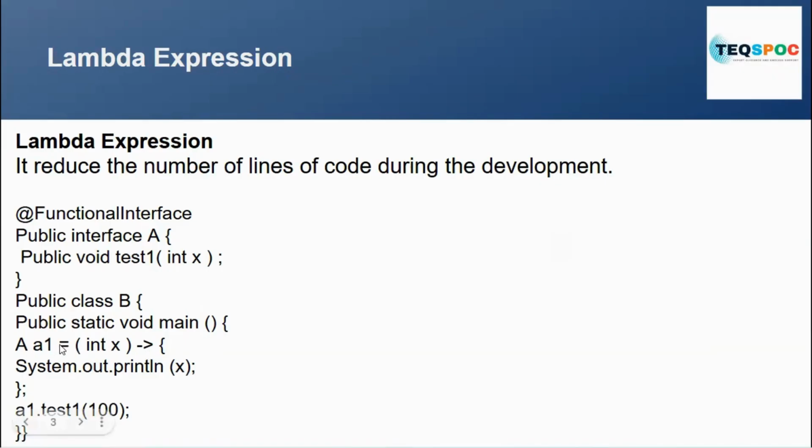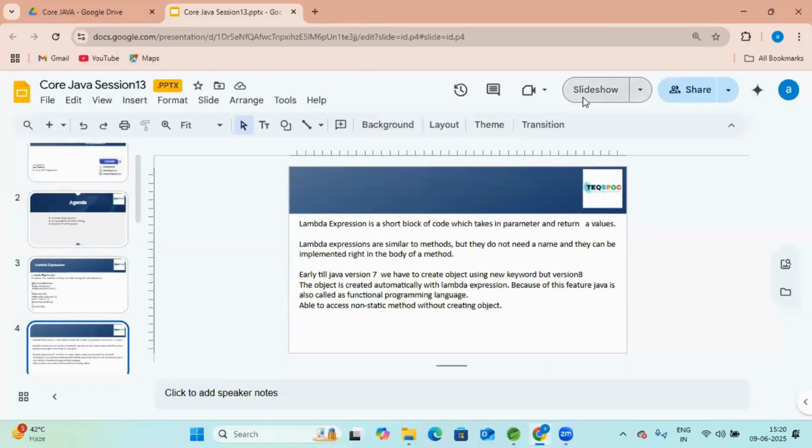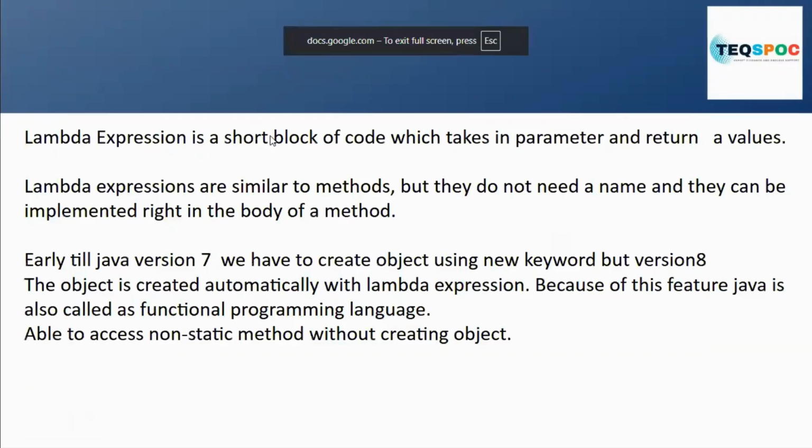Like a1 equal to int x. This lambda expression does not have a name. The object is created automatically. We can call the method, variable, or everything. So this is basically a lambda expression, which we have seen in previous classes. Now let me show you one small example. The lambda expression is a short block of code which takes in parameters and returns a value.